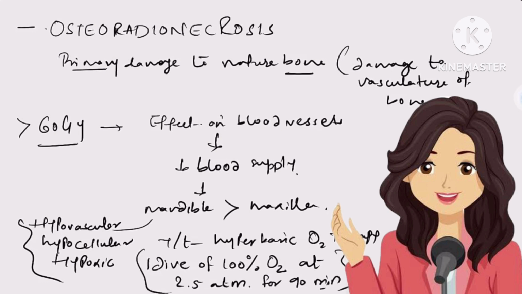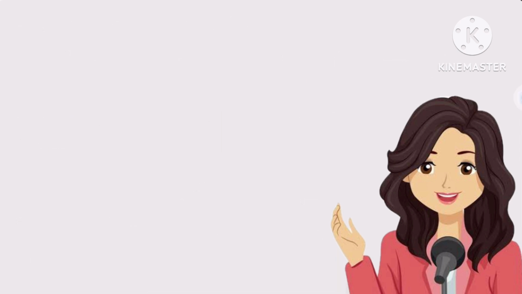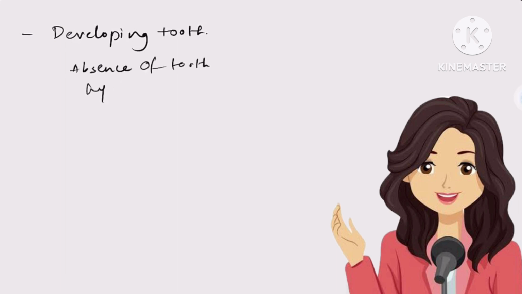All right. Okay, now the effect of radiation on developing tooth. There's a development stage going on, and then we expose the patient to radiation. What happens is there is destruction of tooth bud, which can result in absence of tooth, hypoplastic tooth, or decreased size of tooth.